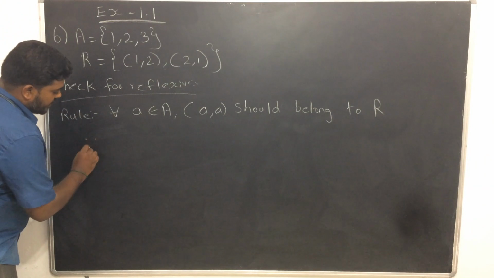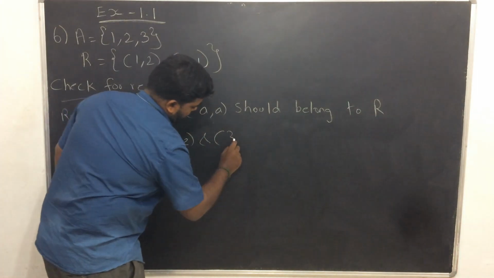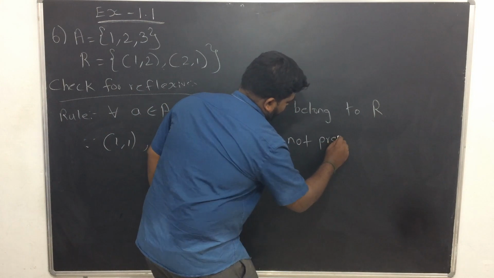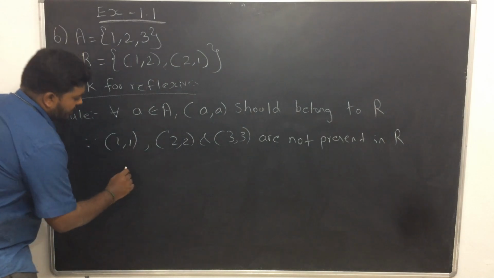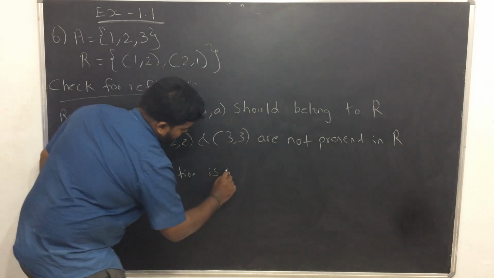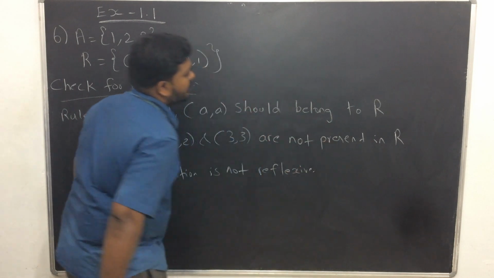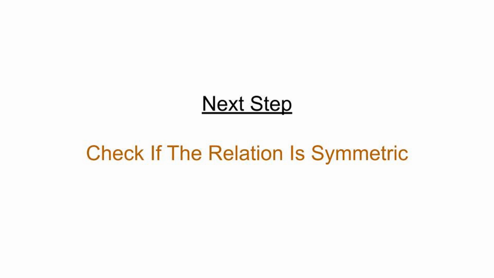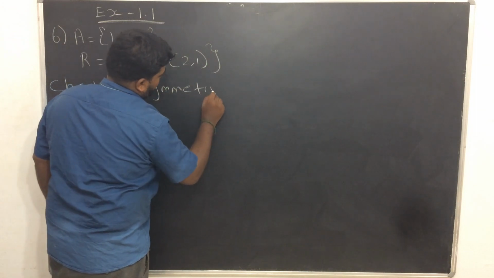So how do we write? Since (1, 1), (2, 2) and (3, 3) are not present in R, since these three ordered pairs are not present in R, the relation is not reflexive. Such a simple conclusion. Understood? We're done with reflexive. Now let's check for symmetry.